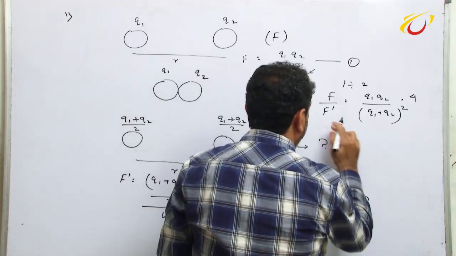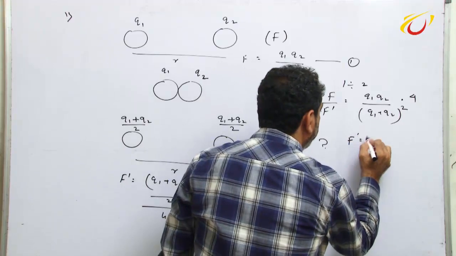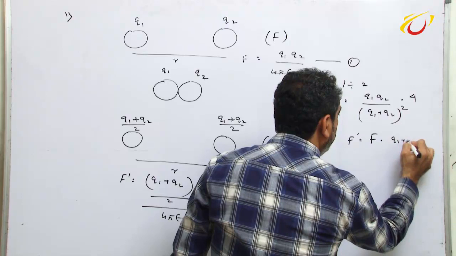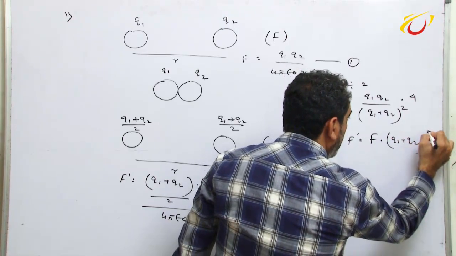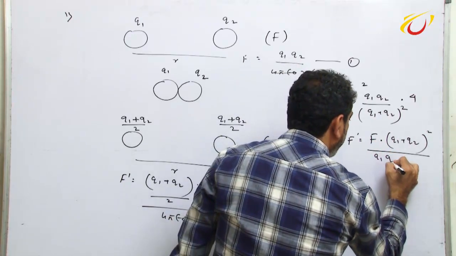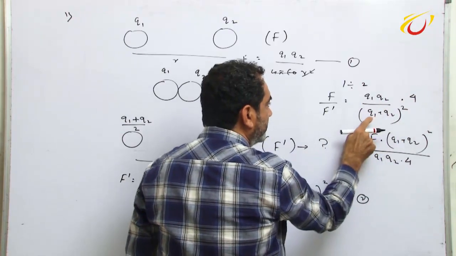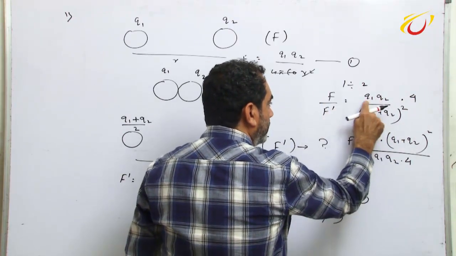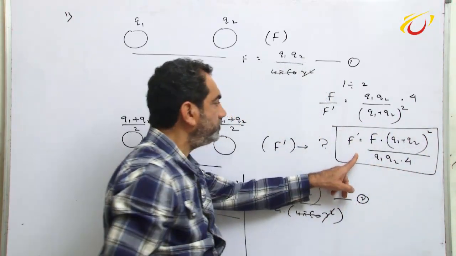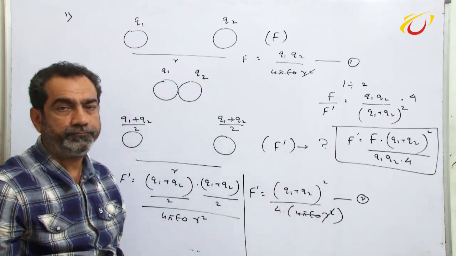Now, F dash will be what? Just make the cross multiplication. F dash will be F into (Q1 plus Q2) whole square divided by Q1 Q2. Just cross multiply. Take this here, take this in the denominator. Your F dash will be, that is nothing but the new force.